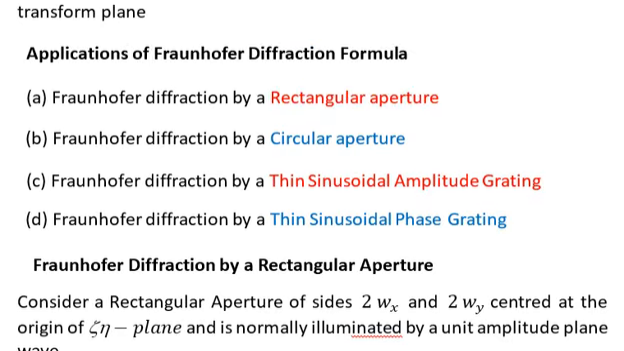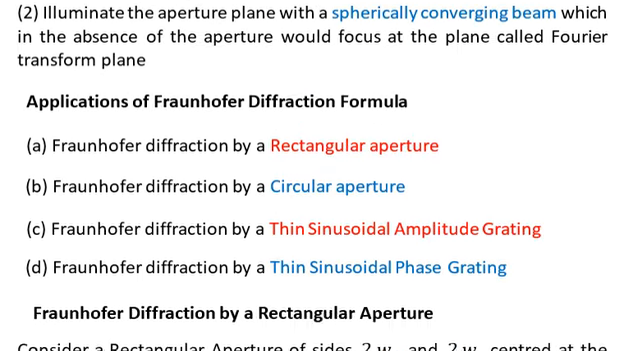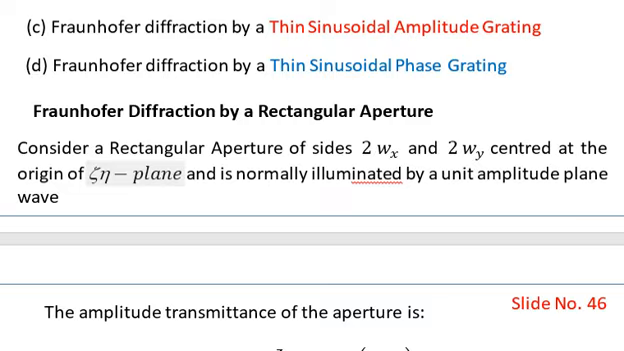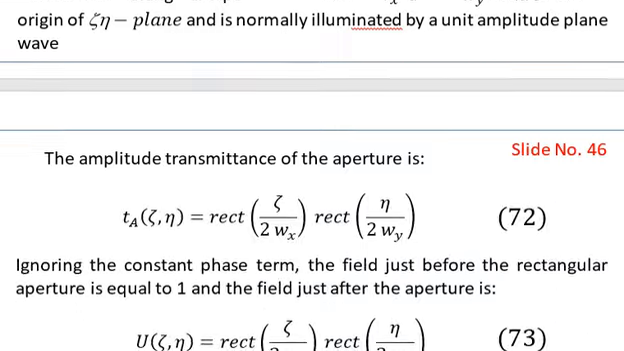Now here in slide number 46, we are only going to present the first case, that is the Fraunhofer diffraction by a rectangular aperture. So consider a rectangular aperture of sides 2wx and 2wy centered at the origin of the zeta eta plane, illuminated by a unit amplitude normally incident plane wave. Since our aperture is rectangular, the amplitude transmittance is given by equation number 72. So tA, the amplitude transmittance at the coordinates zeta and eta, is equal to rect of zeta over 2wx multiplied by rect of eta over 2wy.